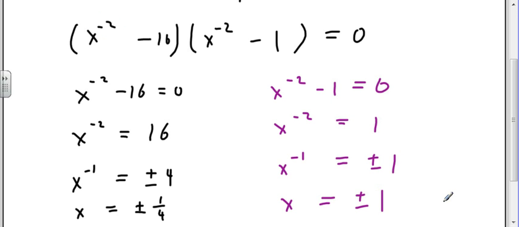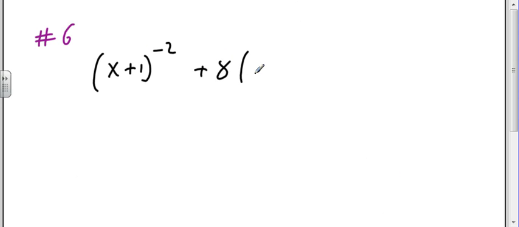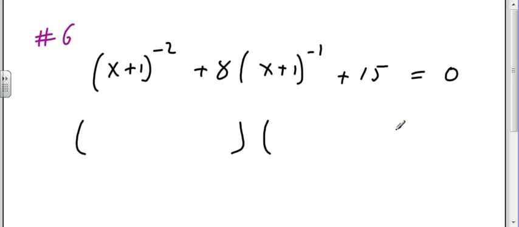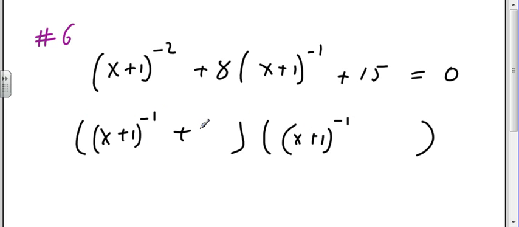Okay, so now I'm allowing myself to think outside the box and work on a problem using the methods that I have to solve something that I hadn't seen before. Number 6. (x plus 2) to the minus 2 plus 8 (x plus 1) to the minus 1 plus 15 is equal to 0. 15 is 5 times 3, right? So this can be factored.